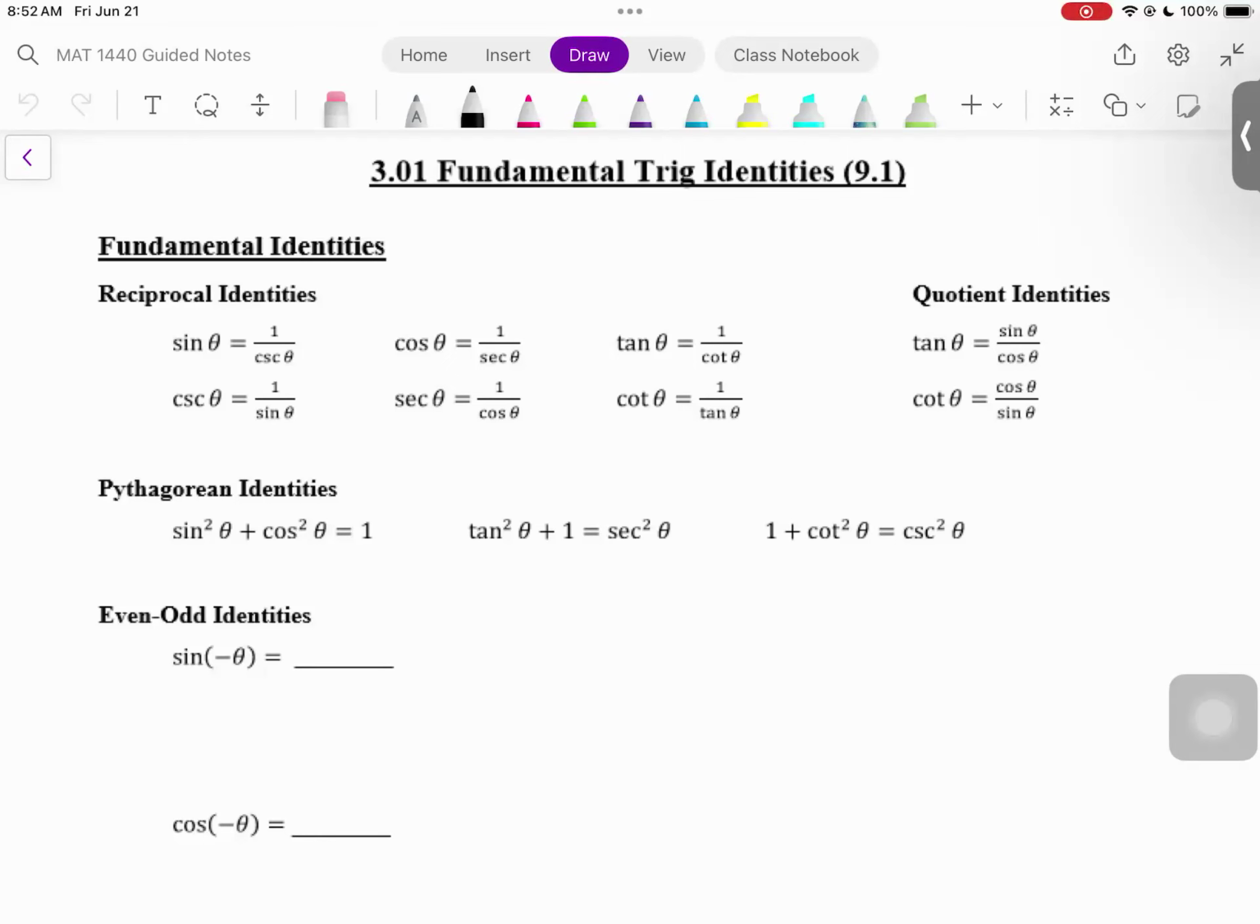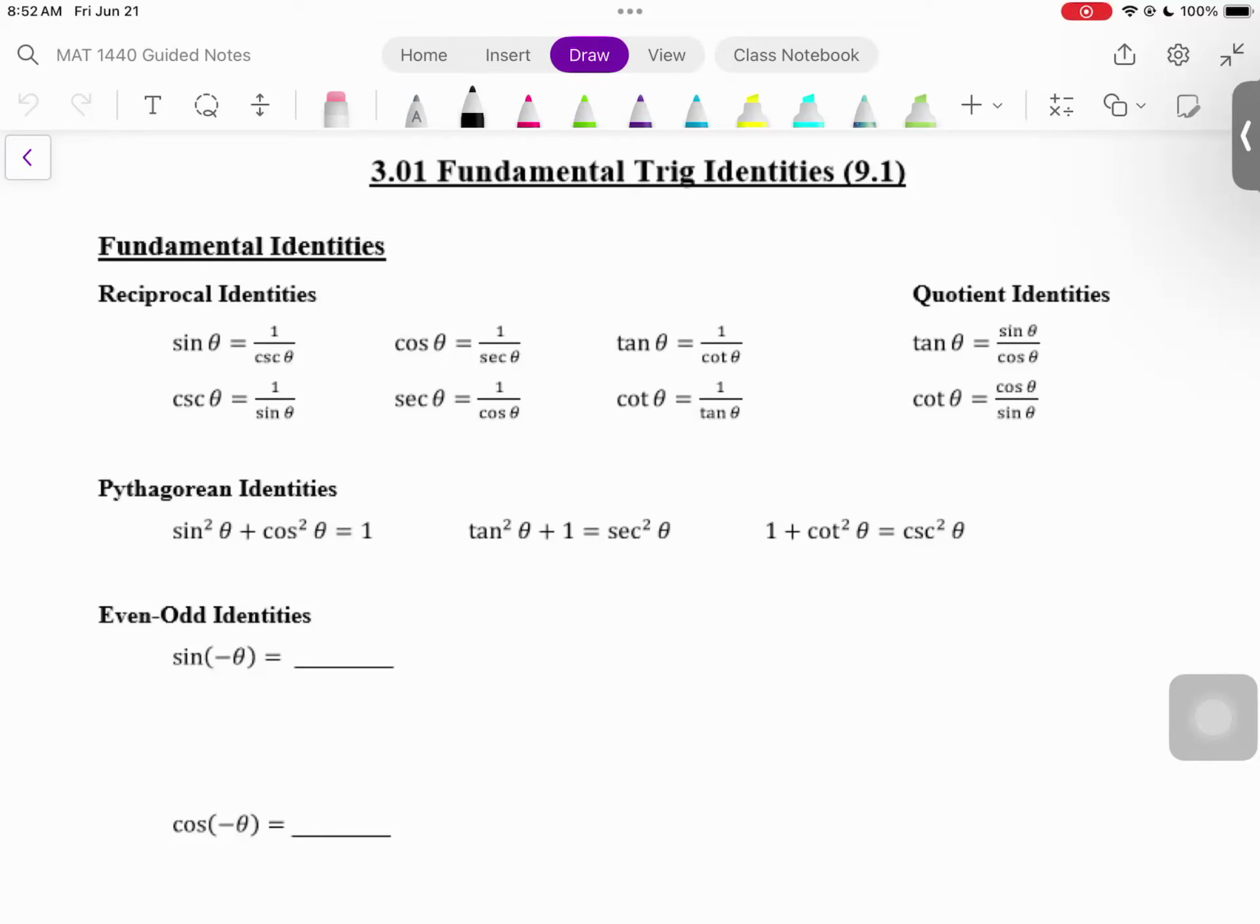This marks the beginning of our third unit where we're going to start looking at trigonometric identities. An identity is defined as a statement of equality, so an equation, if you will, that is always true regardless of the value of the unknown or the variable.